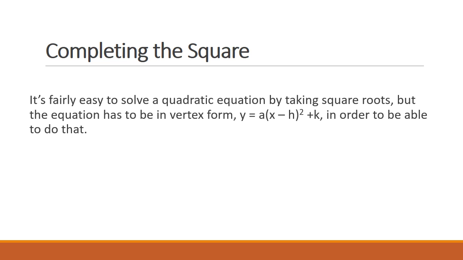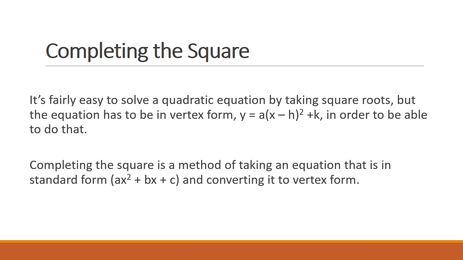Now, we've already seen it's fairly easy to solve a quadratic equation by taking square roots. That's what we just did. But the equation has to be in what is called vertex form. If it looks like this, y equals a times x minus h squared plus k, you'll be able to solve it. You can subtract the k, divide by a, take the square root, and then add anything that's in there with the x. If we can get our quadratic equation to look like this form, then we'll be able to use this process for solving it.